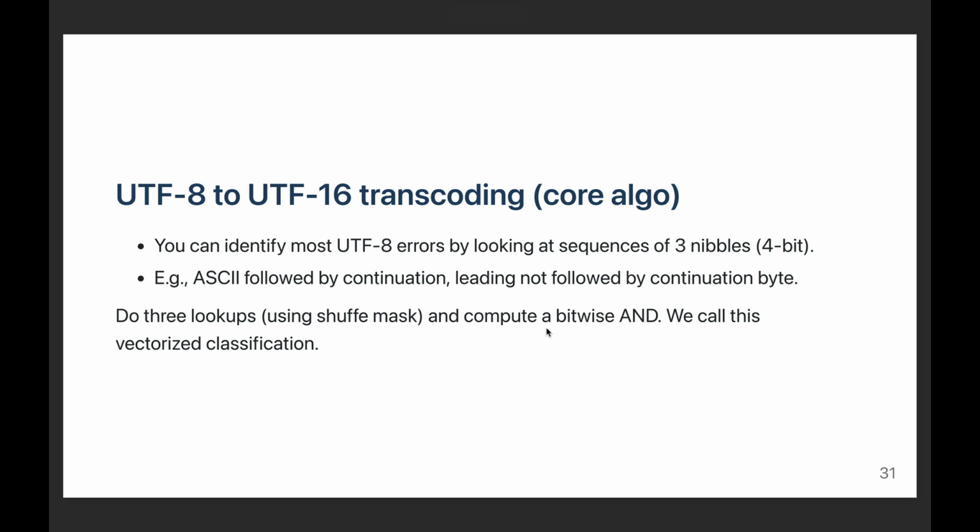We can recognize most errors by looking only at successive bytes, so pairs of bytes. For example, if you have an ASCII value, you know that the next byte should be a leading byte. In fact, it's enough to look at sequences of 3 4-bit words. We call a 4-bit word a nibble value. So what we do is 3 vectorized lookups on nibbles, followed by bitwise AND operations. It's a general strategy that I call vectorized classification.